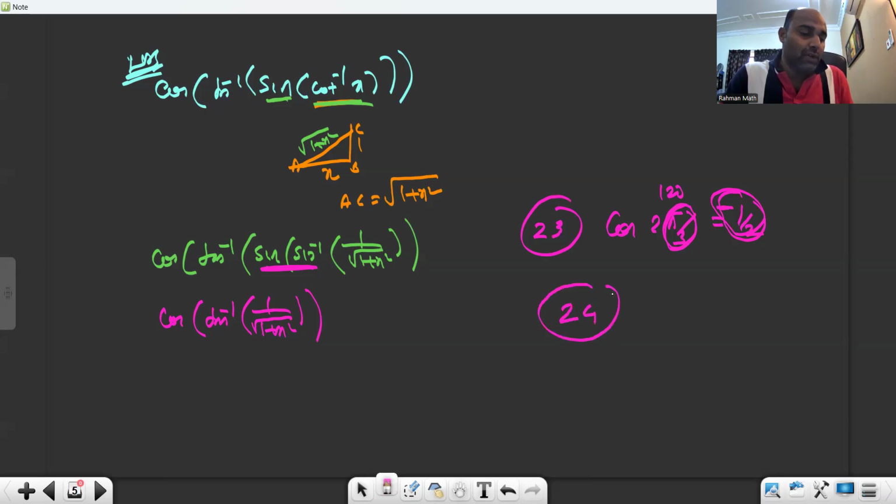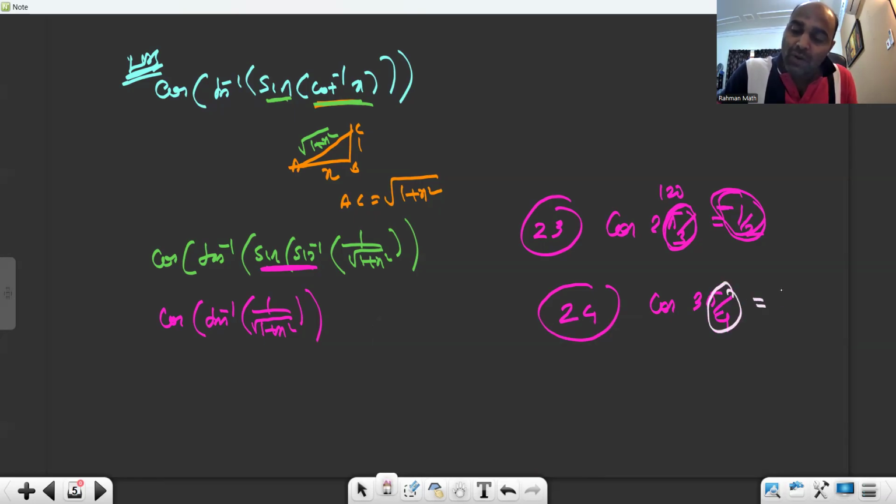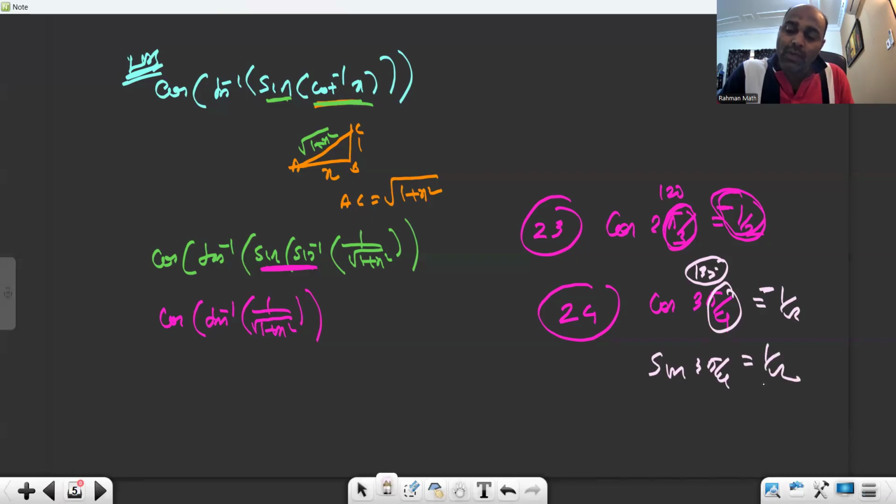Hint for 24 and 25. This was also asked last year. Cos 3 pi by 4, how can you find it? Cos pi by 4 is 1 by root 2. 3 into 45 is 135. Cos of 135 is negative, so minus 1 by root 2 will come. Sin 3 pi by 4, you will get plus 1 by root 2. This is a hint for 23 and 24. Try today itself, after the class. Don't waste your time. Make it perfect.